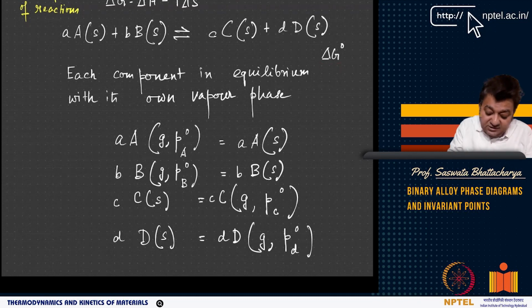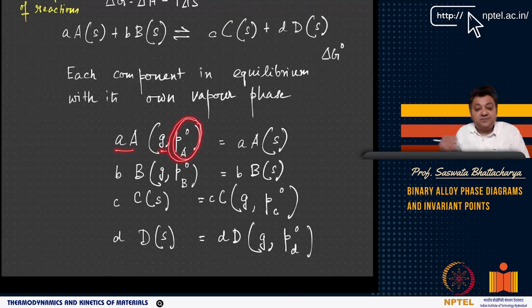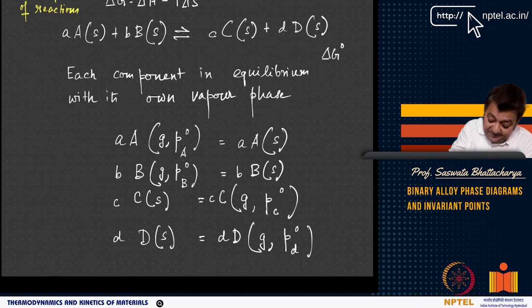Now, see, each component is in equilibrium with its own vapor phase. That we already know. Each solid is in equilibrium with its own vapor phase. So basically, we can talk about A in the gaseous or vapor phase with a partial pressure of PA naught. That is, PA naught is the vapor pressure of the gaseous phase that is in equilibrium with the solid phase. So this is a reversible reaction that we are talking about.